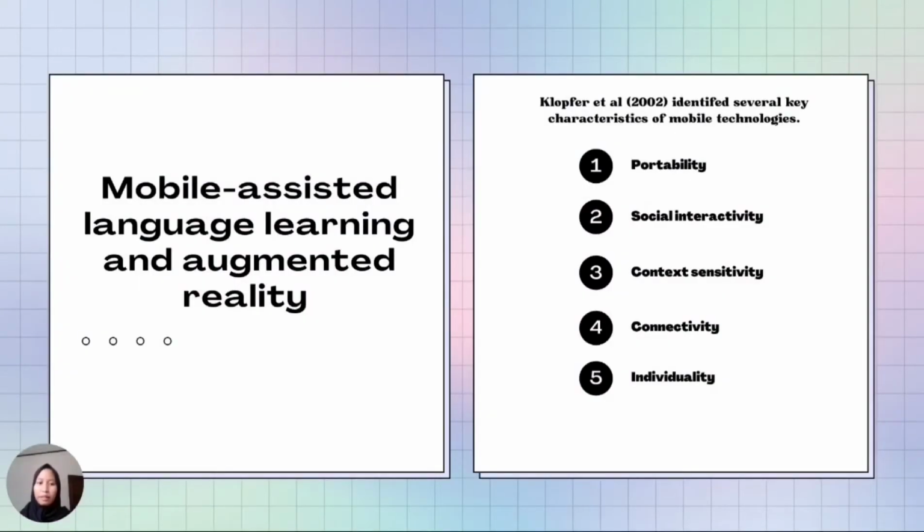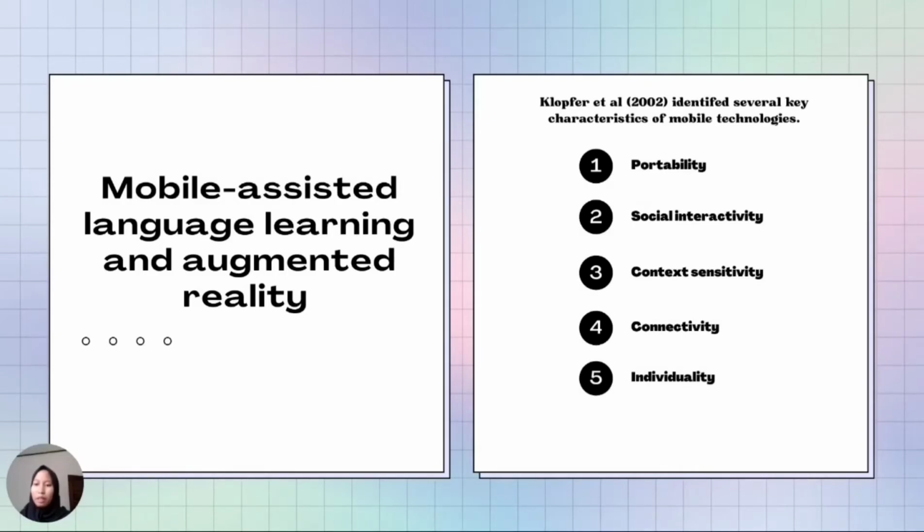The next is Mobile-Assisted Language Learning and Augmented Reality. Klopfer et al. identified several key characteristics of mobile technologies. The first is portability, which means mobile devices can be carried around. The second is social interactivity: most are primarily communication devices. The third is context sensitivity. They are increasingly aware of their location and sensitive to their context.